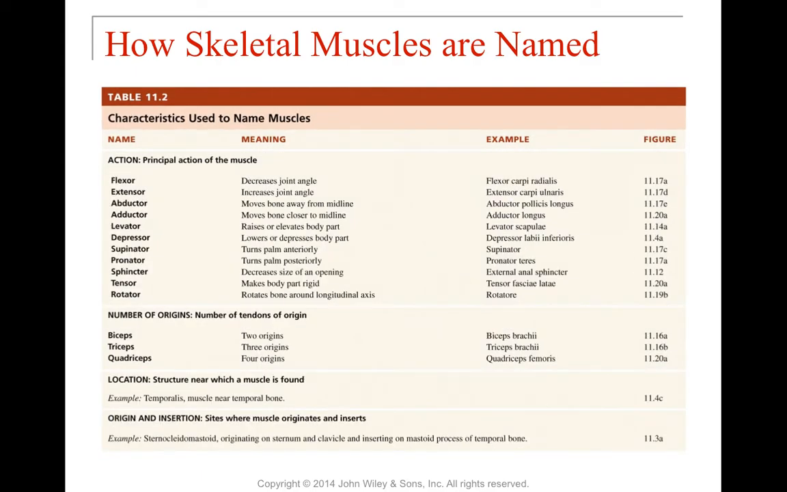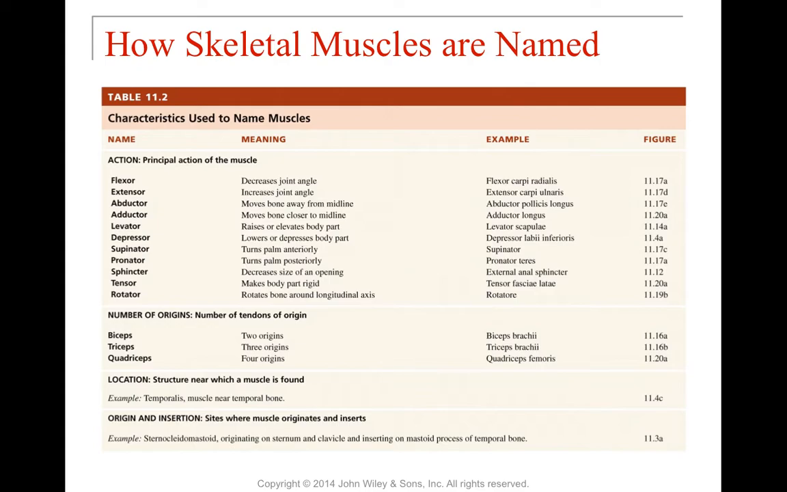We can also name the muscle based on its action. So does it flex or extend? Or basically, does it change the joint angle by decreasing it or increasing it? Does it move the bone away from or closer to the midline? So if it's an abductor, that means that it moves the bone away. If it's an adductor, it moves the bone closer. Levator raises, depressor lowers, right? Supinator would be something that turns, for example, turning your palm anteriorly, or pronator, the opposite of that, turning it posteriorly. A sphincter would be something that decreases the size of an opening. Tensor would make a part of the body rigid, and a rotator would be something that rotates.